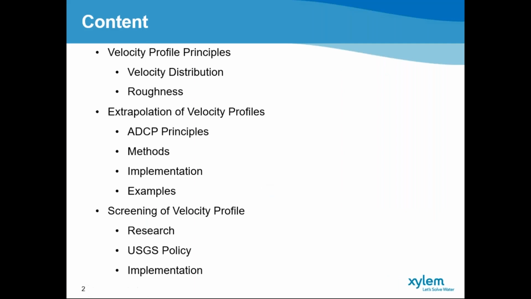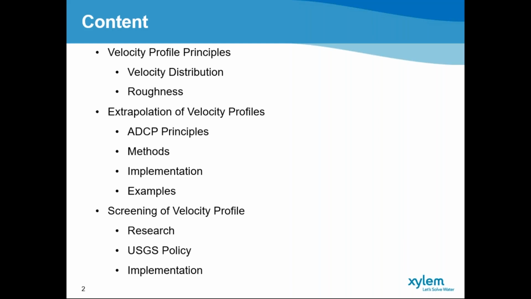Just want to give a quick overview of our discussions this afternoon. Firstly, looking at velocity profile principles, velocity distribution and the theory around that, and how velocity or roughness coefficients, channel roughness itself, can impact the velocity distribution. Then we will have a look at acoustic Doppler principles, which is basically the same for most of the acoustic Doppler instruments available on the market.